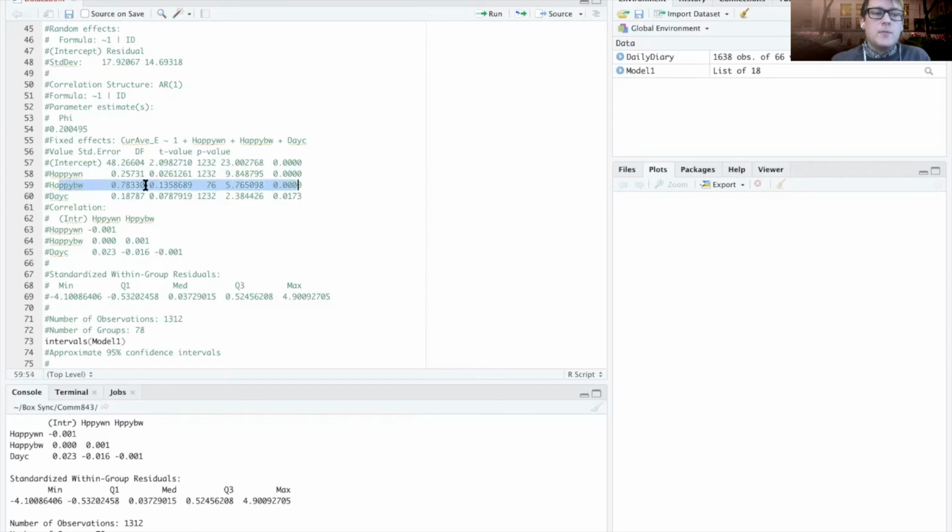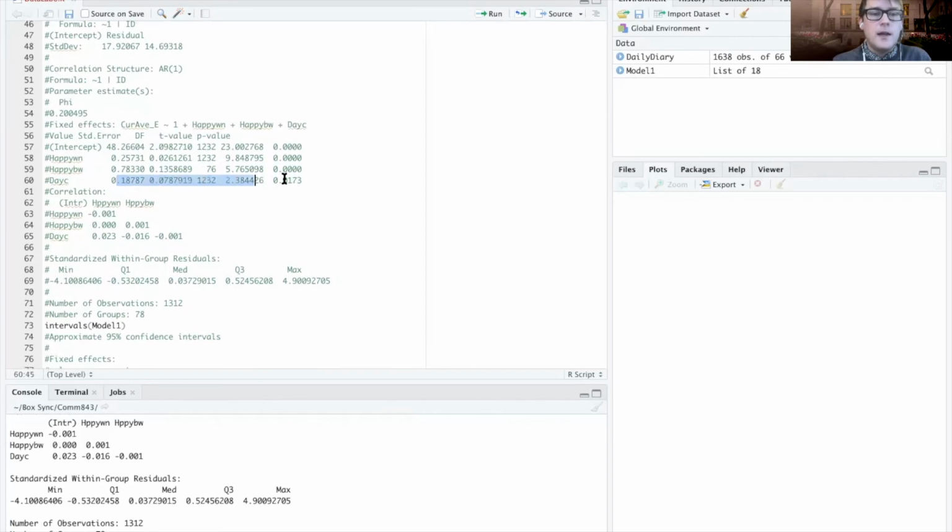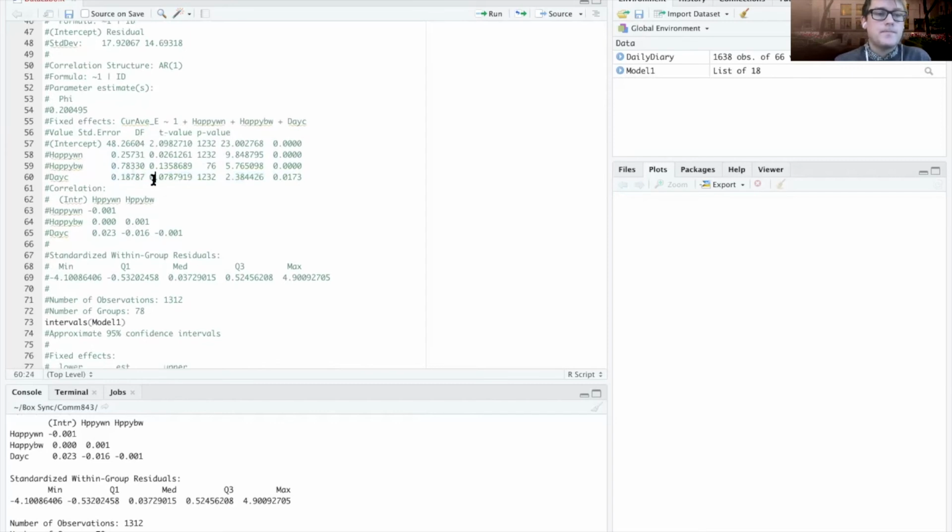This happiness between is telling us about between person information. So people who have higher happiness than the average person, or if you're a person who has high average happiness, you also have high average curiosity. So it's a positive number. And then this is saying that there is an effect of time on curiosity, such that curiosity increases a little bit throughout the study.